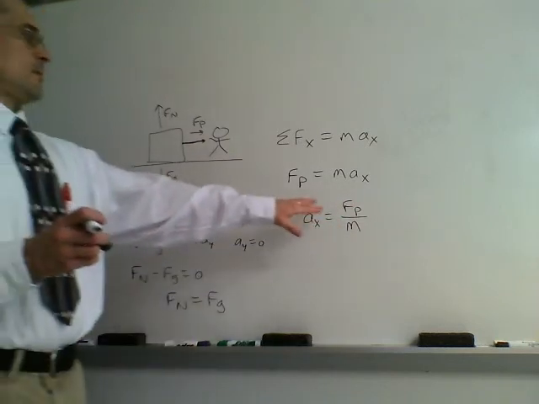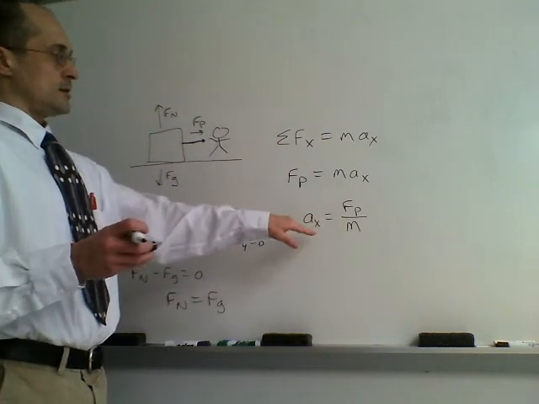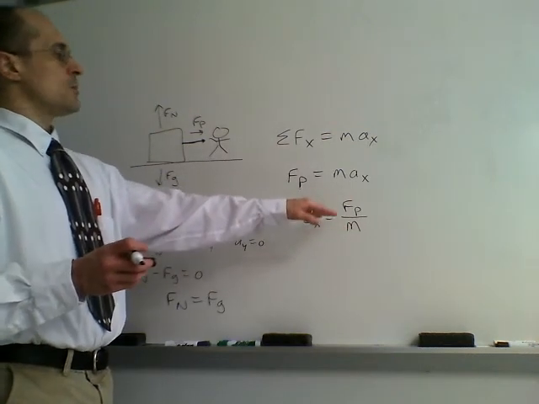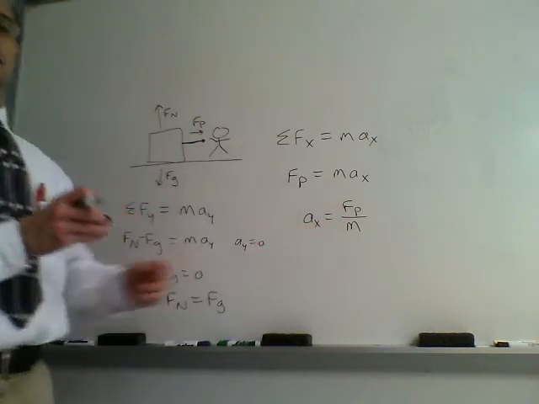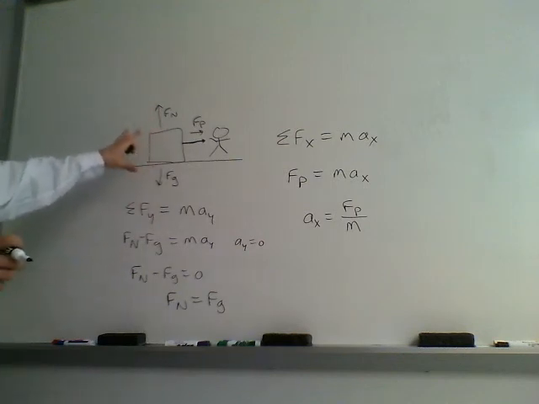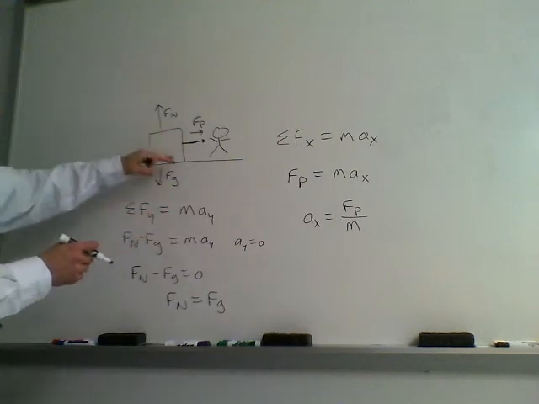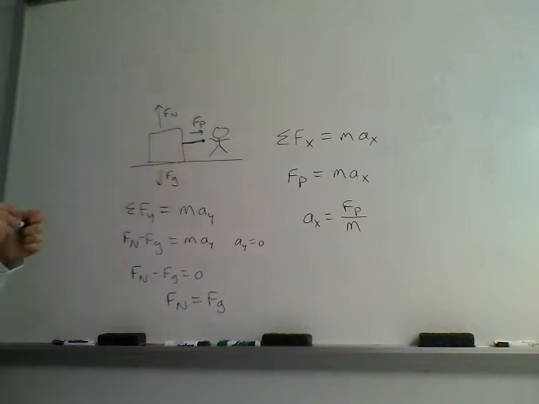So if your box has more mass, the acceleration will be less for the same pull, or if you increase your force of the pull for the same mass, the acceleration goes up. This is our standard pulling on a box, and we assume that the surface we pull on is frictionless.